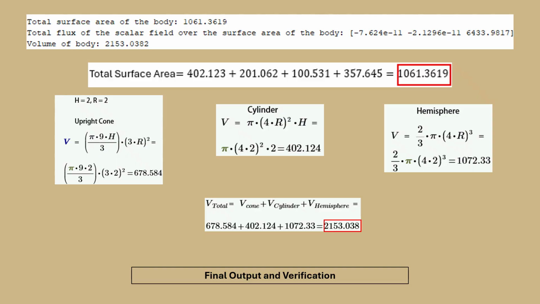I will verify my MATLAB calculations with my hand calculations. As shown in the snapshot above, the surface area and the volume calculated by MATLAB are identical to the values that I calculated by hand. The flux verification will be shown later.